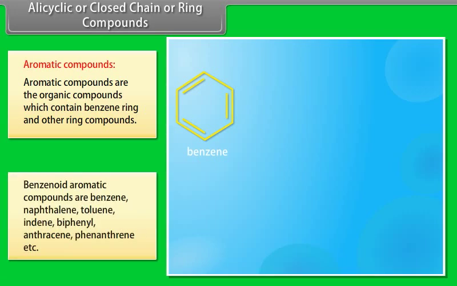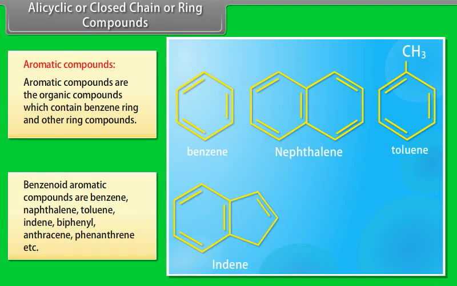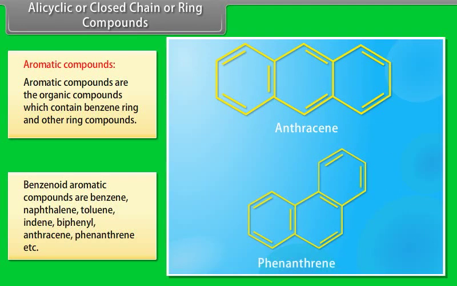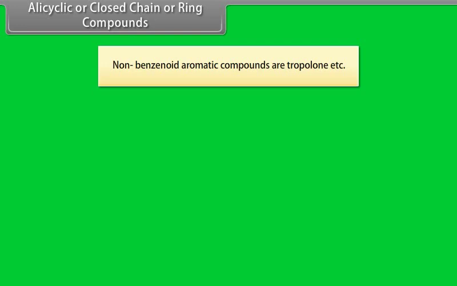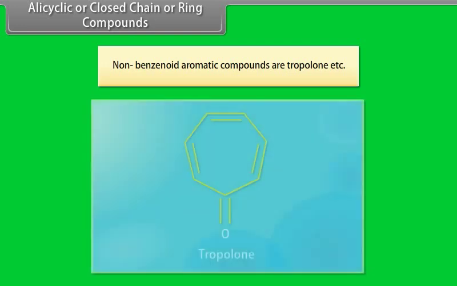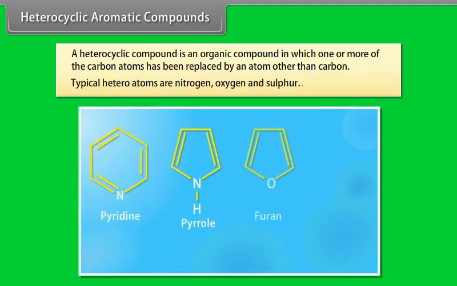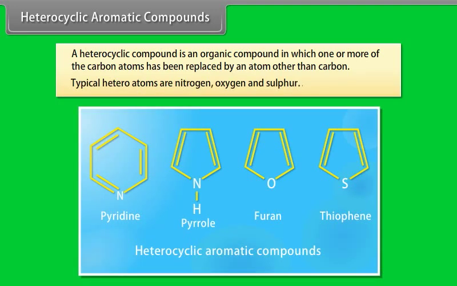Benzenoid aromatic compounds are benzene, naphthalene, toluene, indene, biphenyl, anthracene, phenanthrene, etc. Non-benzenoid aromatic compounds are tropylene, etc. Heterocyclic aromatic compounds. A heterocyclic compound is an organic compound in which one or more of the carbon atoms have been replaced by an atom other than carbon. Typical heteroatoms are nitrogen, oxygen, and sulfur.